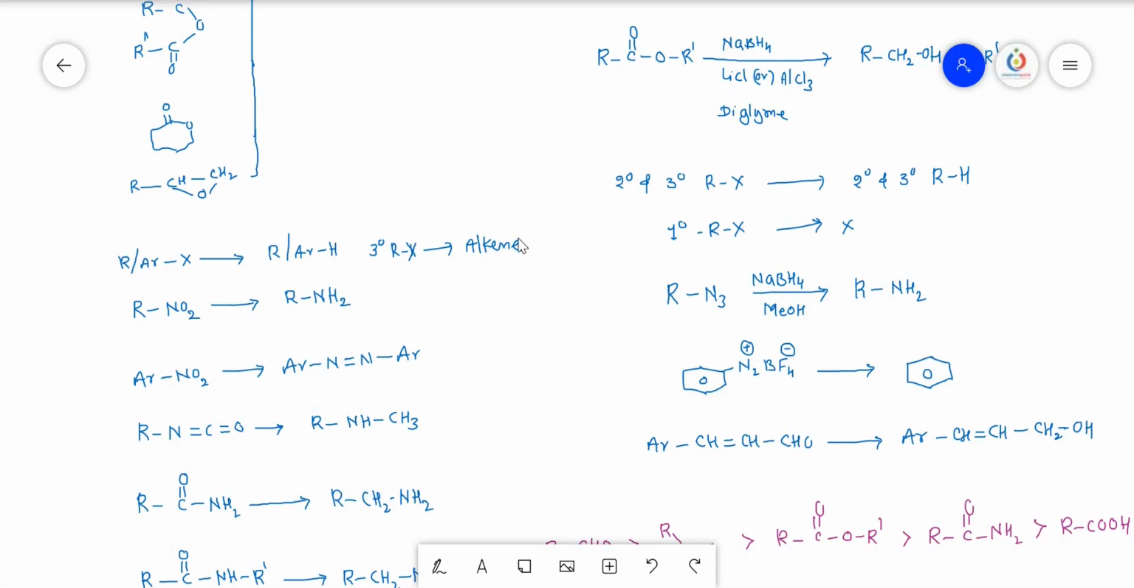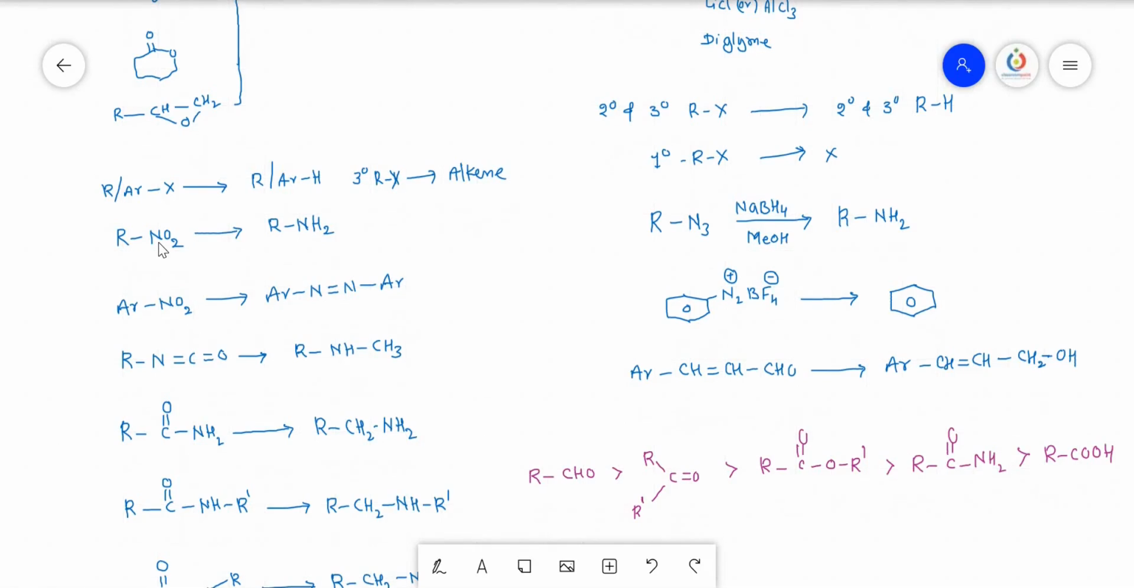We shall discuss sodium borohydride later. First let me come to lithium aluminium hydride. And if NO₂ nitroalkanes are there, it gives the amines.